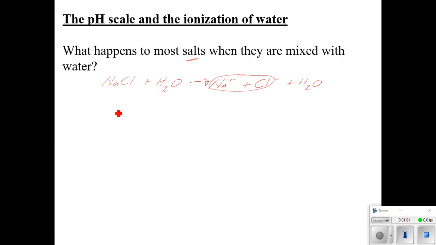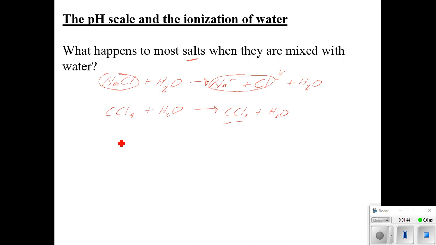If we were to take a molecular compound, something like carbon tetrachloride, and dissolve it in water, again there's no chemical reaction that takes place. The carbon tetrachloride might dissolve in the water, but it doesn't actually form ions. All we have is still carbon tetrachloride floating around in this liquid solution. Because there are no ions, this one will not conduct electricity, unlike the previous one that does conduct electricity.